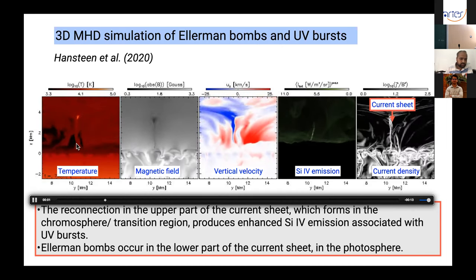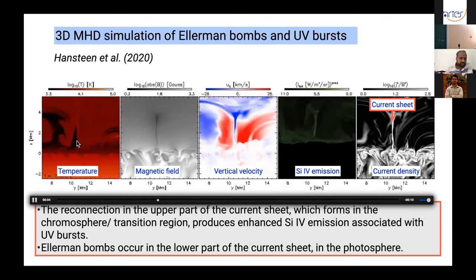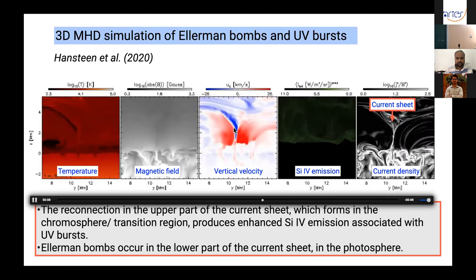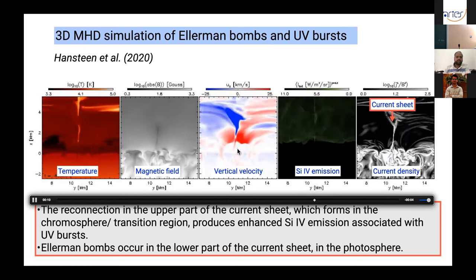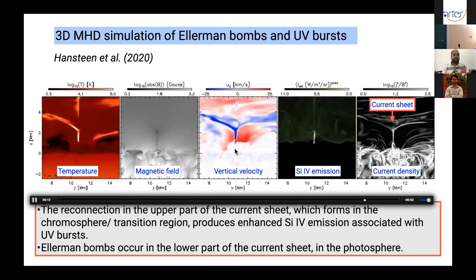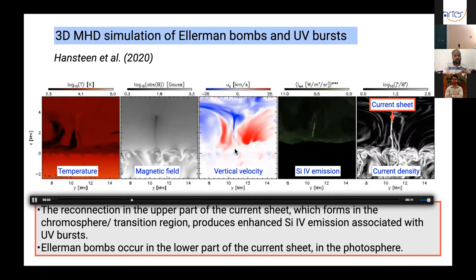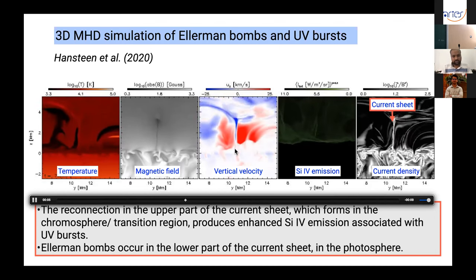So you see here is the temperature rise during the magnetic reconnection. At the same location, you see the bidirectional jet at that event, basically. So these are understood as an event taking place in the lower atmosphere, in the flux emerging region, in the vertically elongated current sheet.